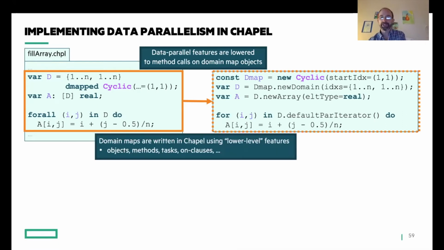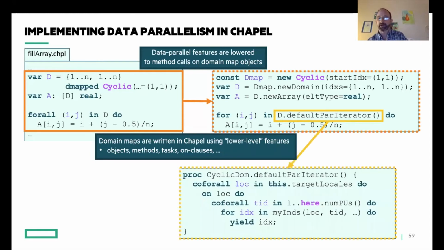Now the iterator itself and all these domain map objects and methods are basically implemented in Chapel using the lower level features we've already seen. So they're implemented using objects and methods and tasks and on clauses. And just to give you an example of that, let's look at what this default parallel iterator looks like for a typical distribution. I've got a typo here. This should say iter instead of proc because it's an iterator.